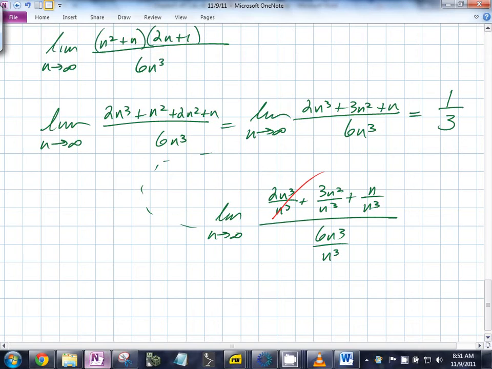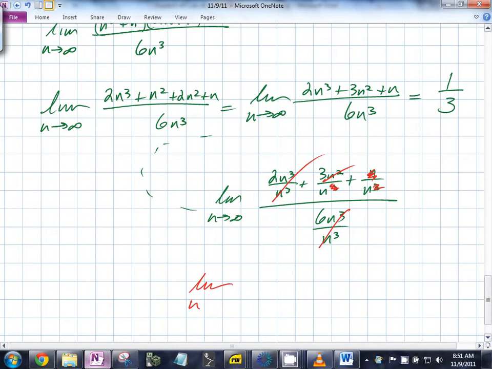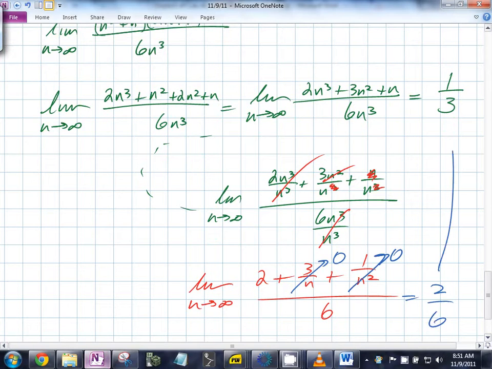You're left with the limit as n goes to infinity of 2 plus 3 over n plus 1 over n squared, all over 6. As n goes to infinity, what does this go to? What does this go to? So that's 2 over 6, which is 1/3. So what did we just prove? We just proved the area under the curve is 1/3. Approximately? No, it is 1/3. That's what the limit tells us.